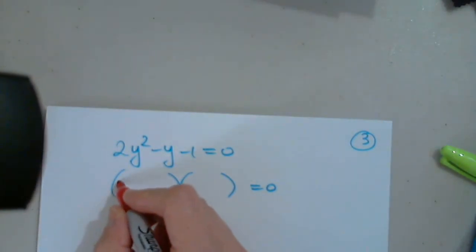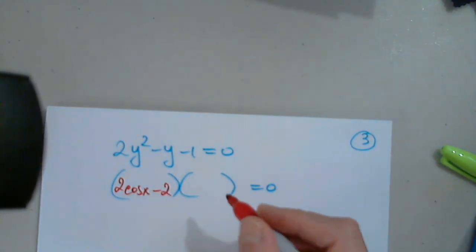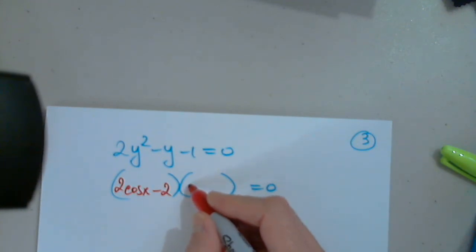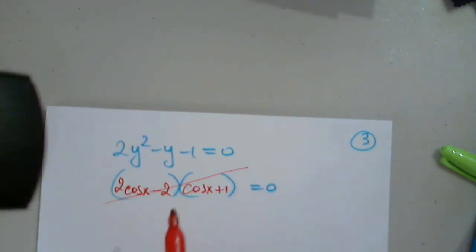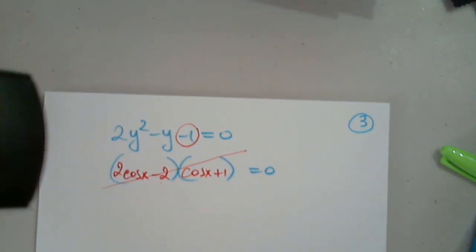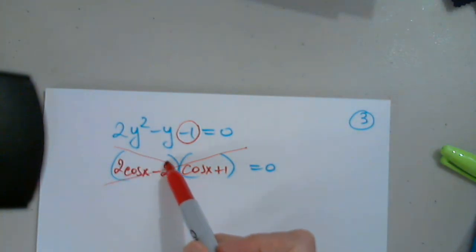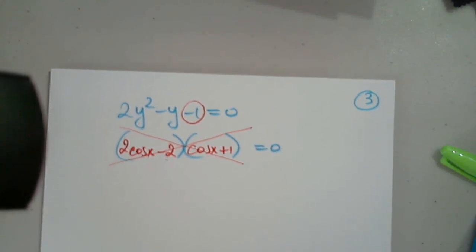Okay, let me write it. So you said 2 cosine x minus 2. Yes. Okay, and the other one? Cosine x plus 1. Good. So first of all, I know that this cannot work because the -2 times +1 is not -1. So this cannot work. And also this has a common factor of 2, and these 3 terms don't have a common factor of 2. Can I pull the 2 out? From the original.